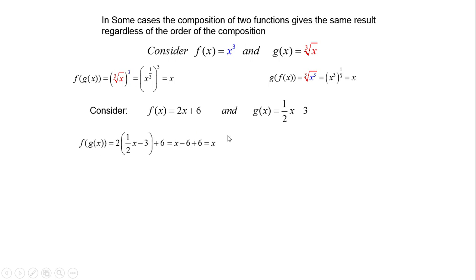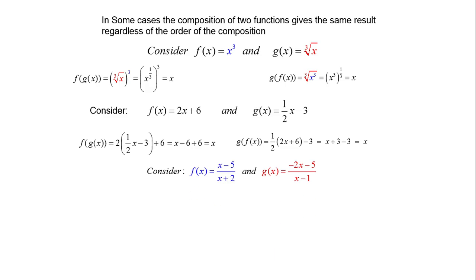So fg of x, all of g going in for x over here, performing the sequence of operations, simplifying, we get x. Likewise, the composition taken over here in the opposite order, we also yield x.